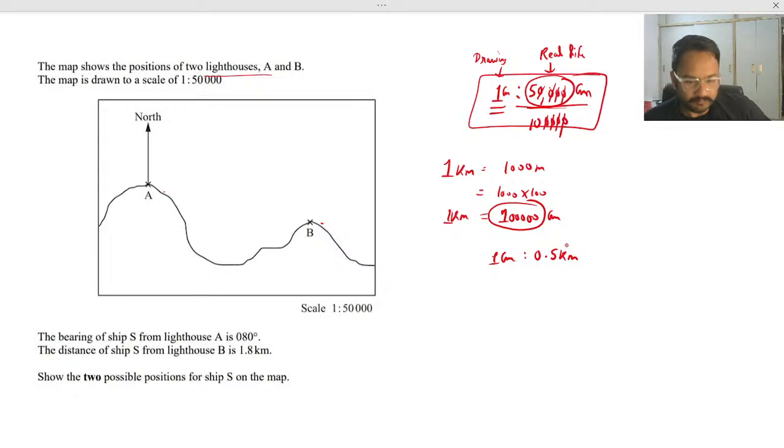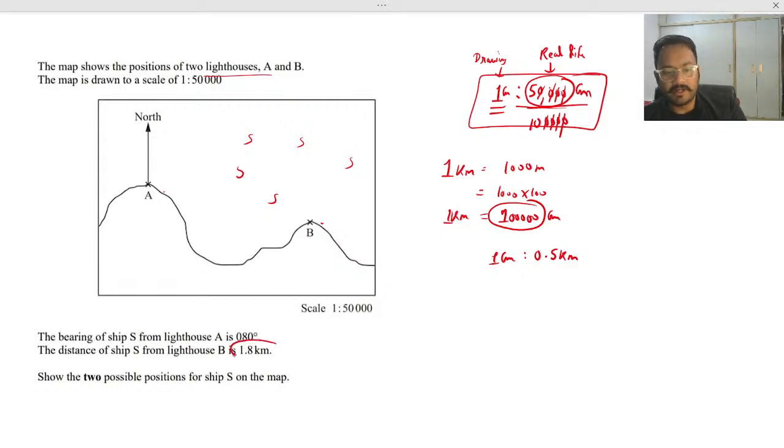This is what I can write. Now, it is given that the bearing of ship S from the lighthouse is 80. Now it is written here the bearing of ship S. Though there is some ship, I don't know where it is. I can write anywhere, the ship can be anywhere, right? But it is written the distance of the ship from the lighthouse B is 1.8 kilometer.